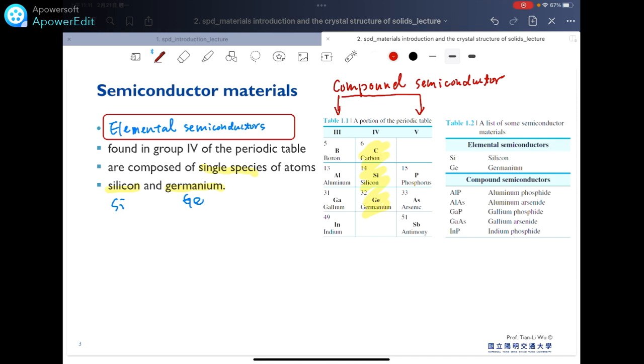The compound semiconductor is basically the combination of two different species of material here. For example, you can see some examples like gallium arsenide and indium phosphide. These are all very popular right now for different applications. Gallium arsenide can be used for high frequency wireless communication, and indium phosphide could be used for even higher frequency because of the small band gap. So these are generally what we call compound semiconductors.